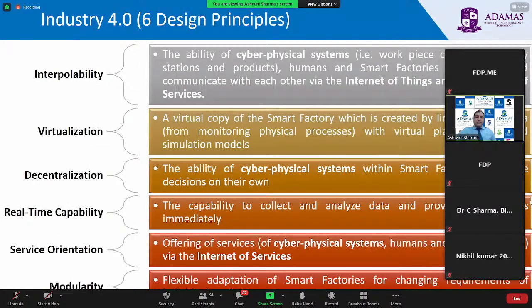These are the design principles of Industry 4.0. Ability of cyber physical systems, human and smart factories to connect and communicate with each other. So everybody is communicating with each other via IoT and Internet of Services. Virtualization is nothing but digital twin, which I talked about.